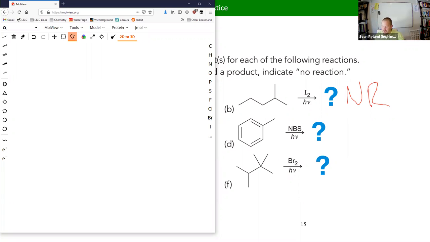So for D, we didn't talk about NBS plus benzene, but is there any difference about it? It's got resonance. It's got a benzylic position instead of an allylic position.